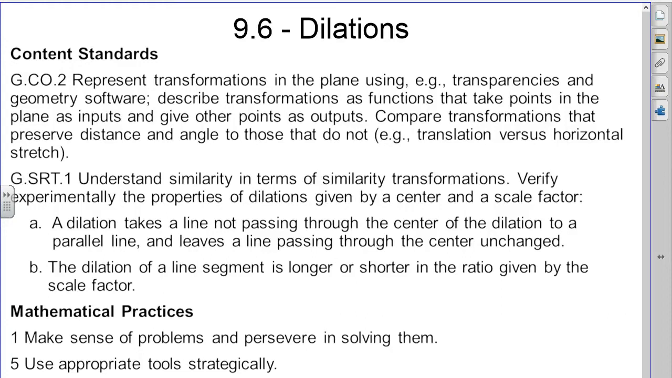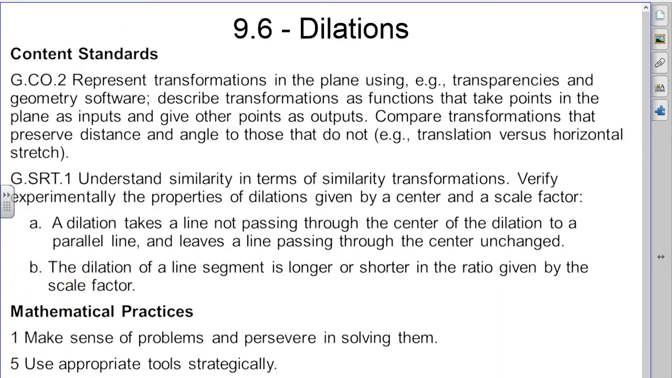Okay, so here's the video for section 9.6, dilations. To be honest, we've really done dilations already. Whenever I did it back in chapter 7, I made sure I hit it the way it needs to be hit then. So this will be a quick video as much as I can make it quick.